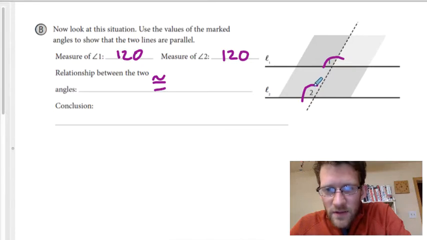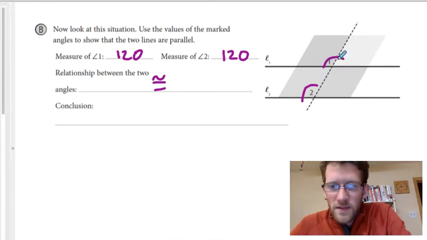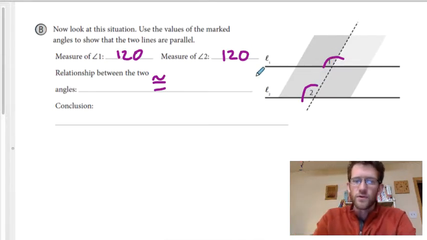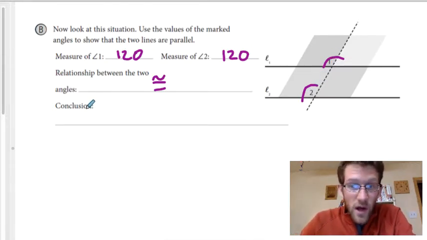Are they same side interior angles? No, they're not both on the inside. Are they corresponding angles? Yes, they are. They're both in this upper left-hand corner. Therefore, they're corresponding angles. So using the corresponding angles, or the converse, because of the corresponding, sorry, I should put converse.